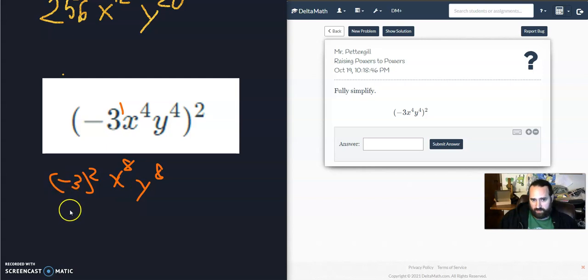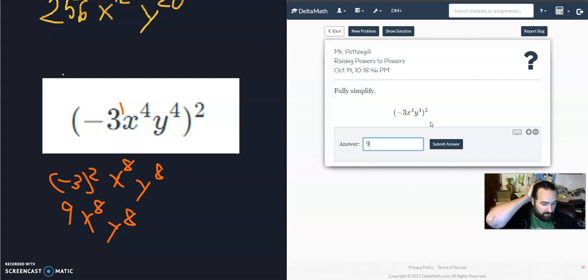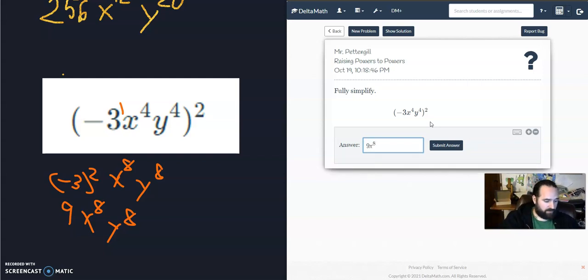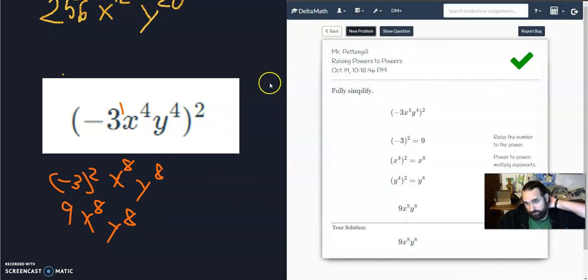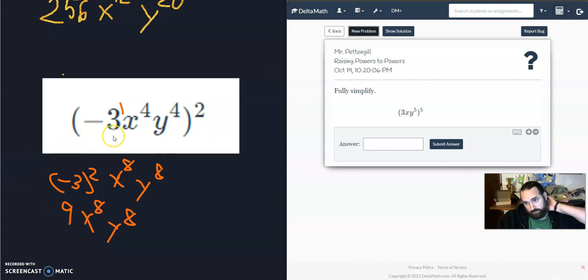And so you're going to see, hey, that -3 times -3, a negative times a negative is positive, 3 times 3 is 9, so it's a positive 9. 9x to the 8th, y to the 8th. Where was I? Right, x to the 8th. I hit right to get out of the exponent this time. Y to the 8th. Submit answer. Yes. Cool. And one last one. All right.